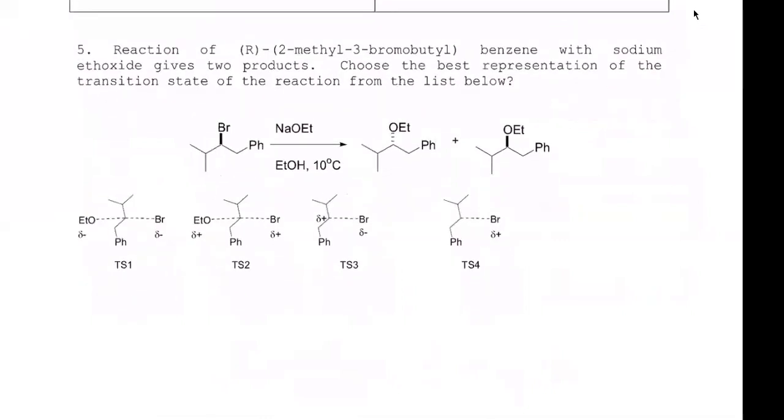This is a reaction: R-2-methyl-3-bromobutylbenzene with sodium methoxide gives two products. That's very important. That's a clue. That gives you two products. Choose the best representation of the transition state. So that's what we're thinking about. But before we can know what the transition state looks like, what do we need to know?